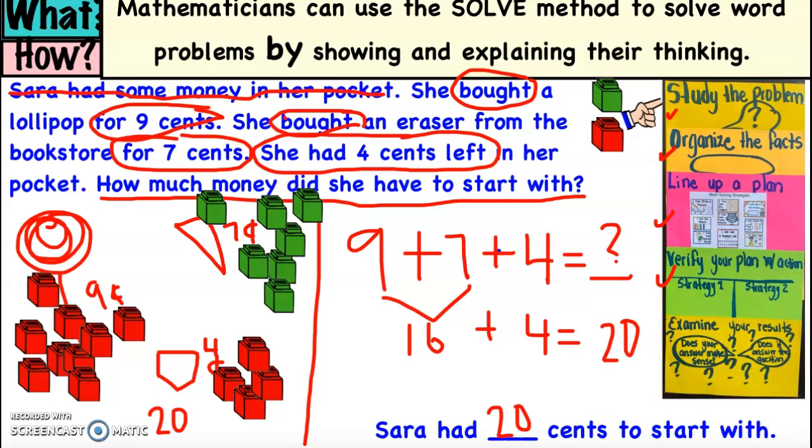Mathematicians, did you see how I study the problem by underlining the question, making sure I understand what the question is asking me to find? I organize my facts by circling all important facts. I line up a plan by using 2 different strategies. I verify my plan with action. And then I examine my results, asking if my answer makes sense.